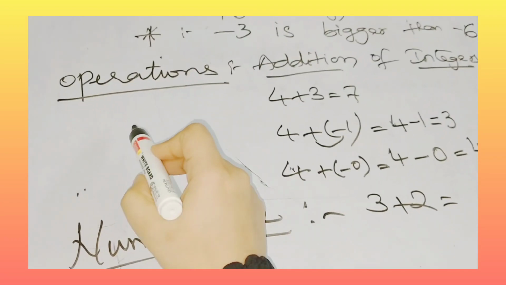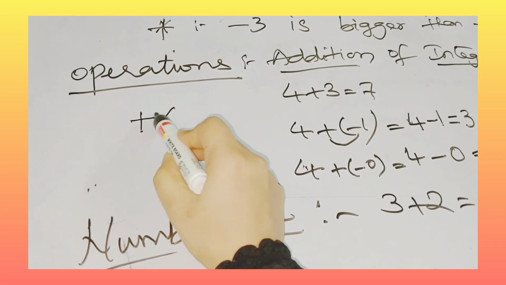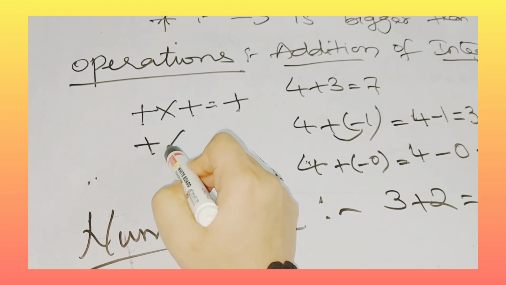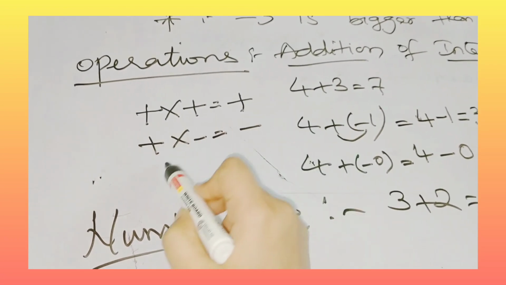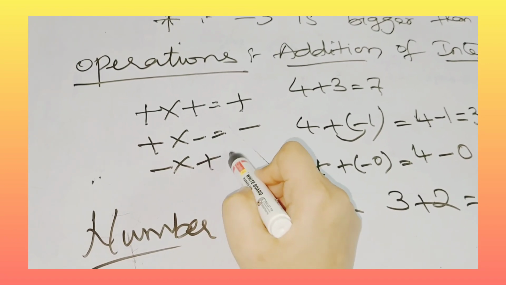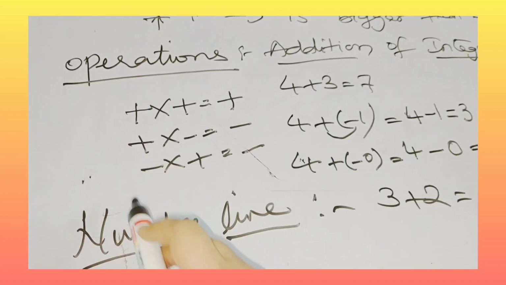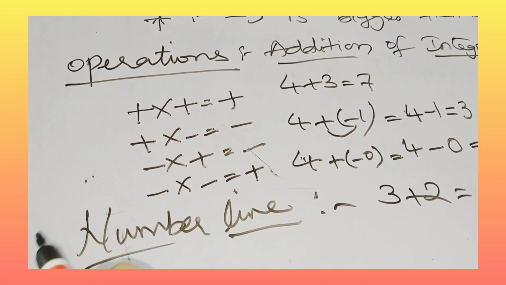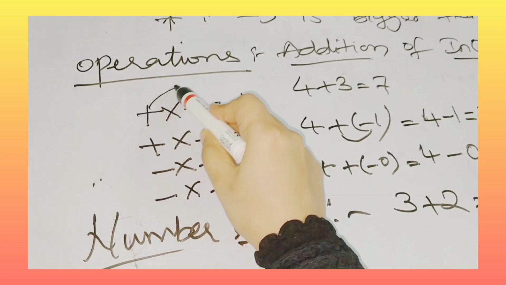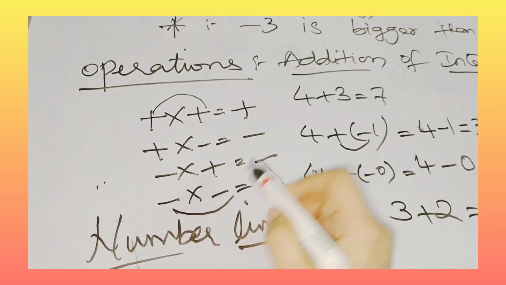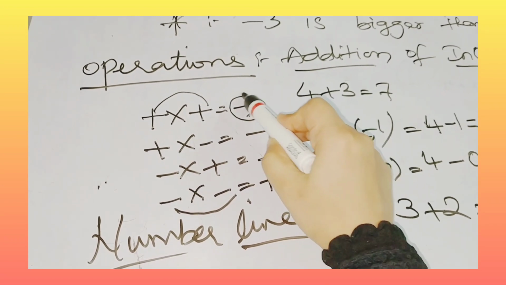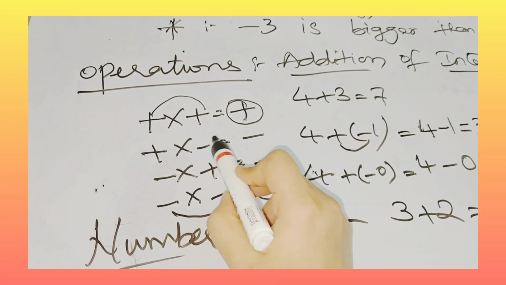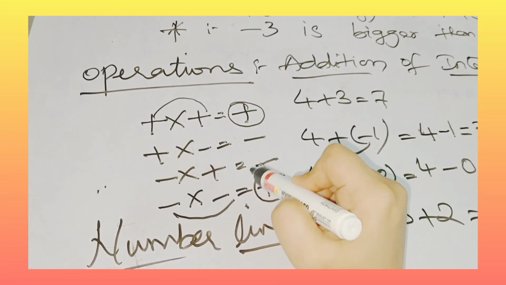So remember this formula of integers. Plus into plus is plus, plus into minus is minus, minus into plus is minus, and minus into minus is plus. If the same symbol is there, you have to write plus. If different symbols are there, you have to write minus.